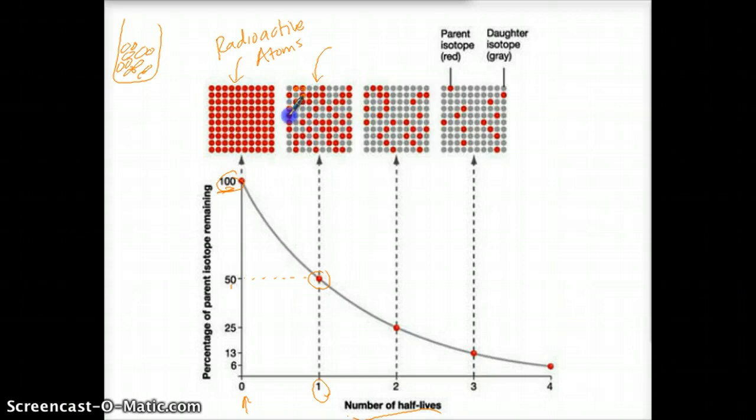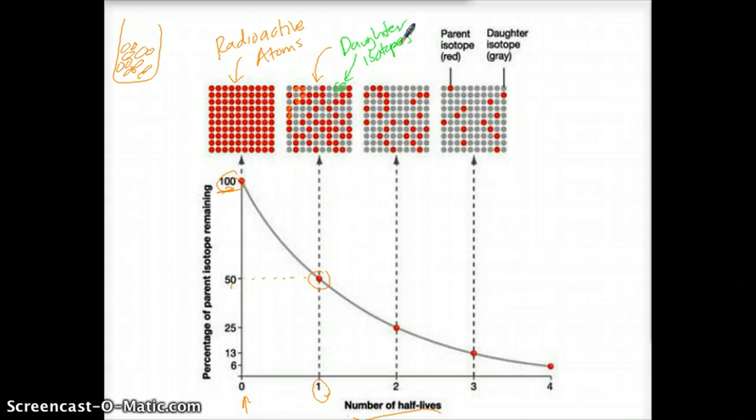They're all still the same radioactive atom. But half of them have decayed. They've turned into another atom. That's what we see with the gray circles. So these represent the atoms that are decayed. So these are our daughter isotopes. Okay.